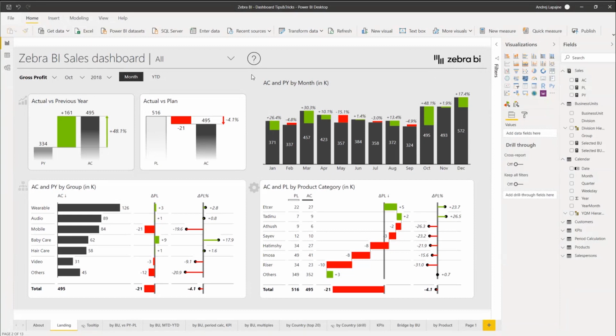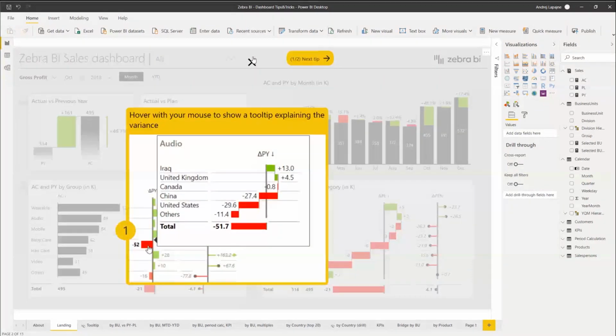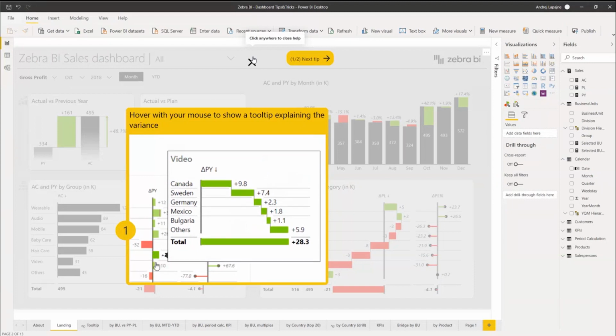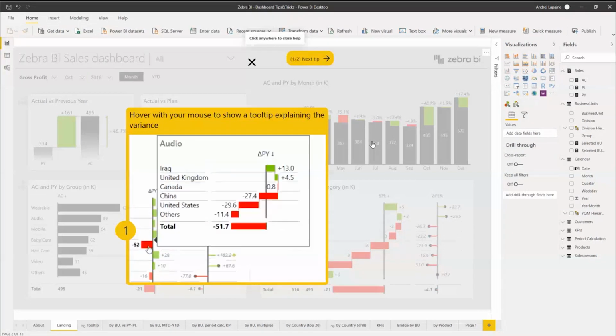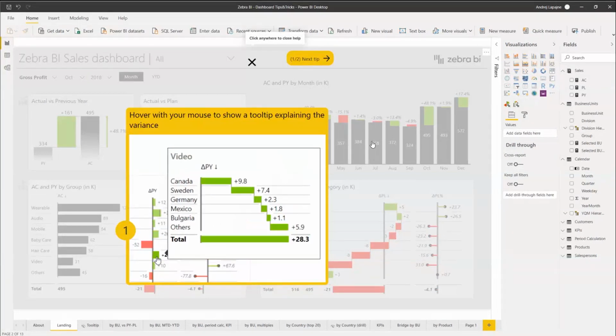What else? On a landing page, I would recommend spending some time to provide a nice onboarding experience for an end user. One really nice way to do this is to provide a help overlay. This is typically done with bookmarks, and that will change the state. So for example, if I click here, now I get a help overlay, which is basically a couple of elements, a couple of visuals that were hidden by default.